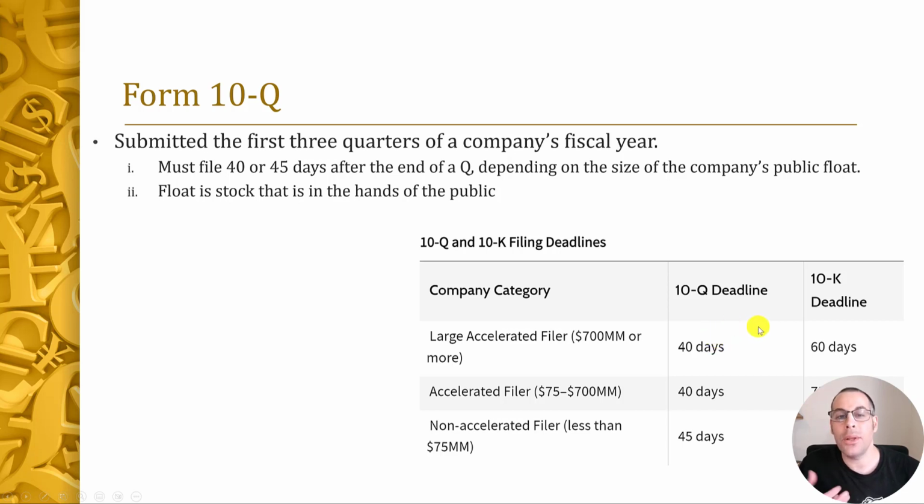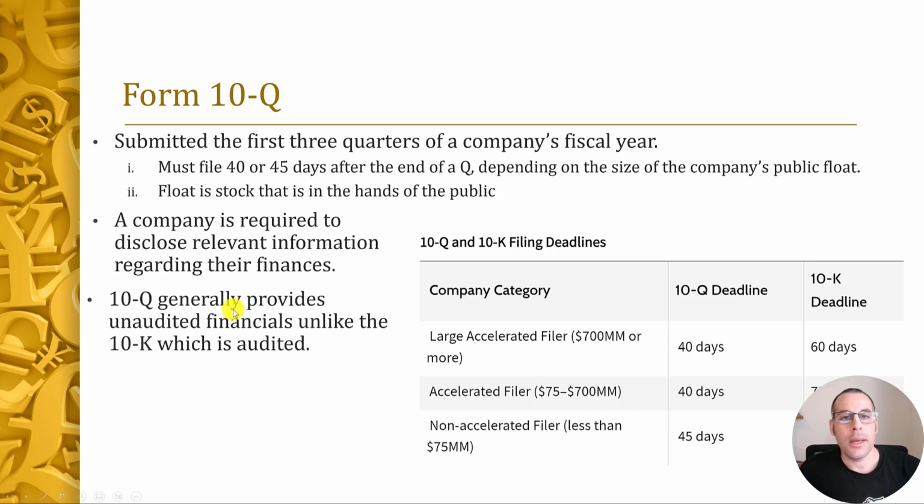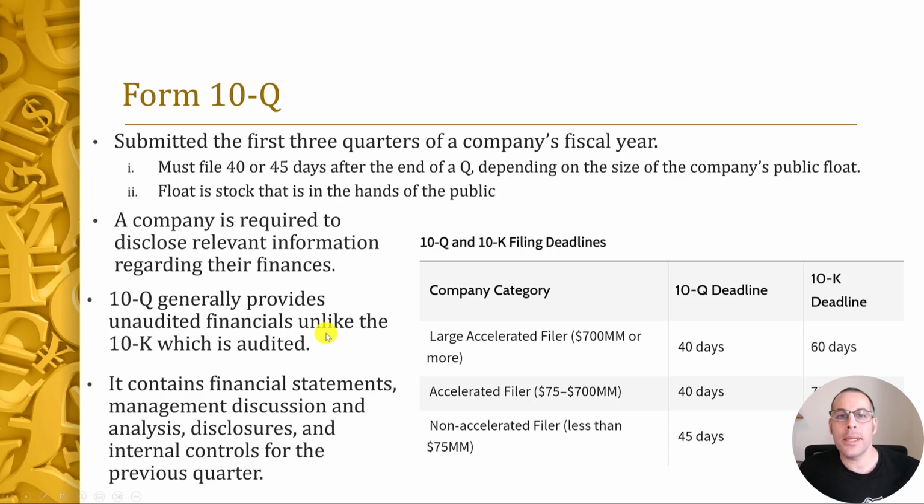The 10K takes longer to prepare, so that's 60 to 90 days. All companies are required to report relevant information regardless of their finances. So even if they have no revenue, they still have to report the same way as a company with revenue. You can't exclude information if you're not profitable, for instance. Usually the 10Q is unaudited, while the 10K is audited. It doesn't mean the numbers are wrong, it just means they're not blessed by an accountant. The 10Q is similar to the 10K, but just a little less information.